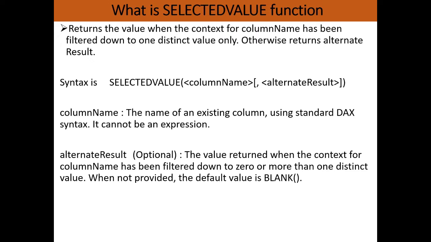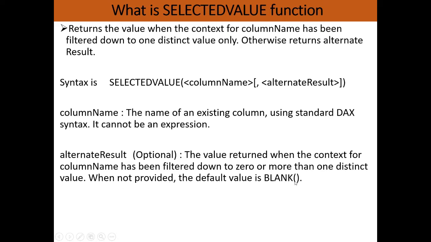Its syntax is SELECTEDVALUE, column name, alternate result. Column name is the name of an existing column using standard DAX syntax. It cannot be an expression here. What is the alternate result? That is optional. It is the value returned when the context for column name has been filtered down to zero or more than one distinct value. When not provided, the default value is blank.